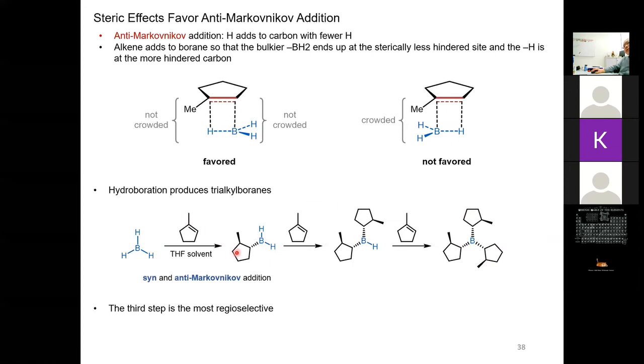Okay, and if you think about all these reactions and this transition state, it is easy to understand that if the borane is very crowded, the selectivity must be higher, right? Because if the borane is very big, it will try to avoid the methyl very much. So of all these 3 steps of hydroboration, the third step, which has the very big borane as the starting material, will be the most regioselective.